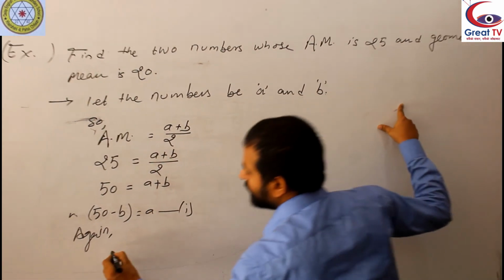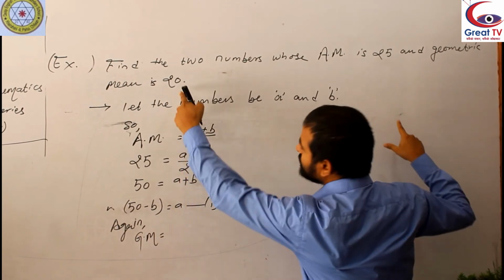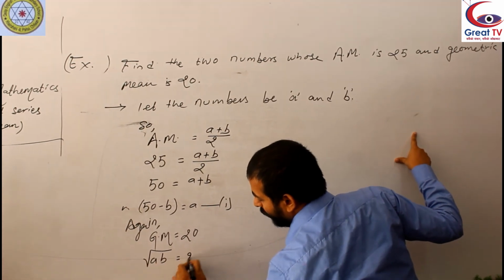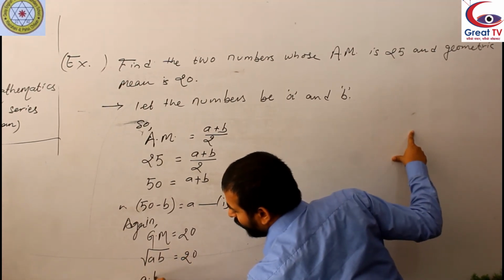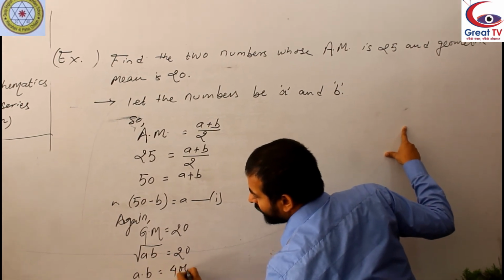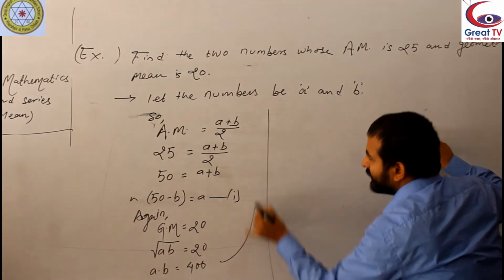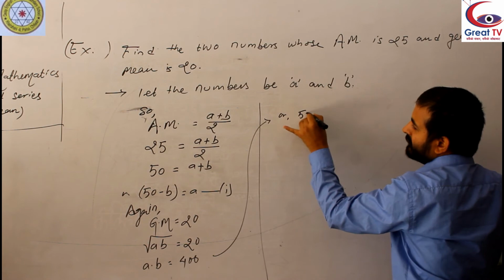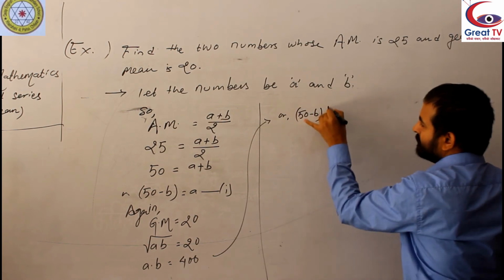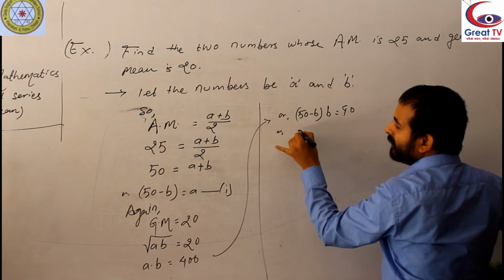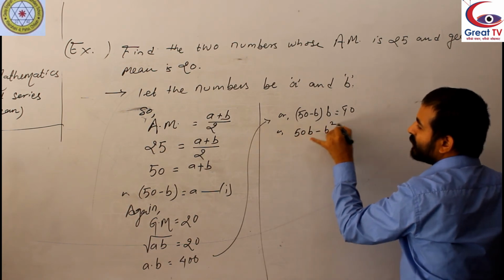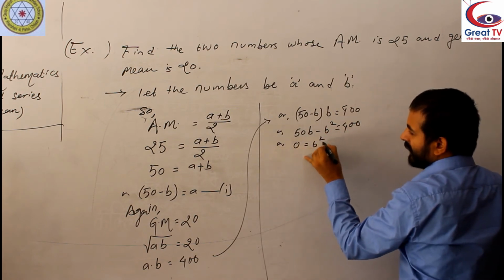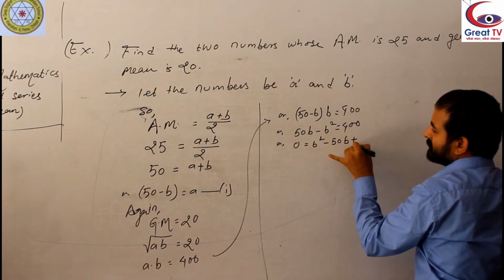Again, we have the geometric mean. Geometric mean equals 20. Geometric mean is the square root of AB. I hope you haven't forgotten it. A times B equals, now squaring, 400. Now let's bring it here, so you have A in terms of B: (50 minus B) times B equals 400. Or 50B minus B squared equals 400. Or 0 equals B squared minus 50B plus 400.